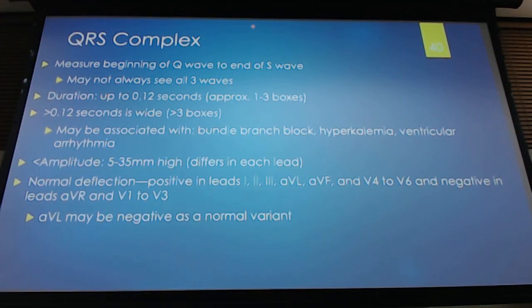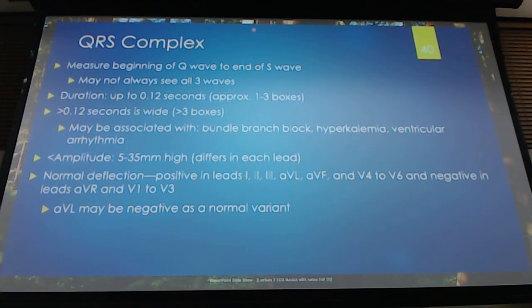If it is equal to or greater than 3 boxes, 0.12 seconds, that's considered wide. That's a wide complex QRS. And there are a lot of things that can cause a wide complex QRS, and a lot of them are bad. We'll talk about wide complex QRS, but greater than 3 boxes is considered wide. What is causing this is depolarization of the ventricles being extended, because that's what we're looking at, right? Depolarization of the ventricle.